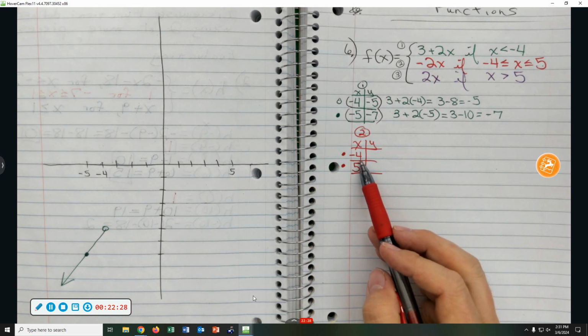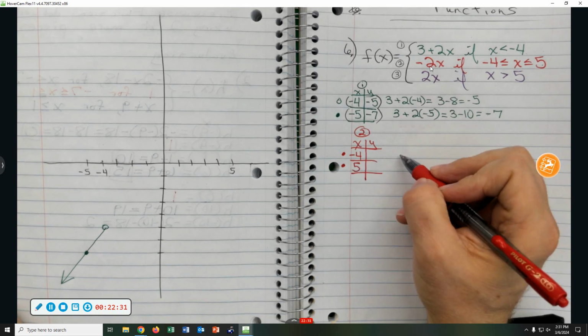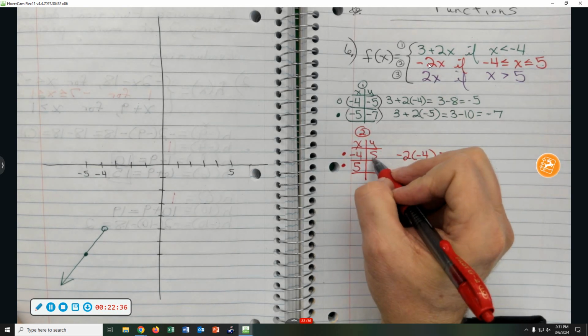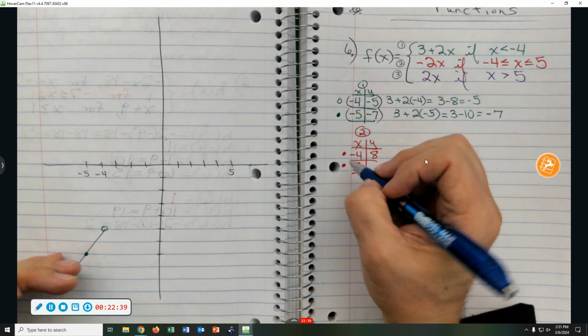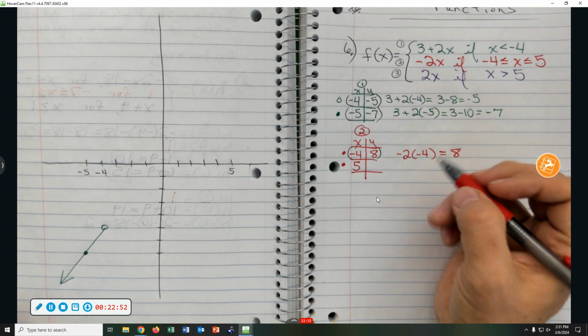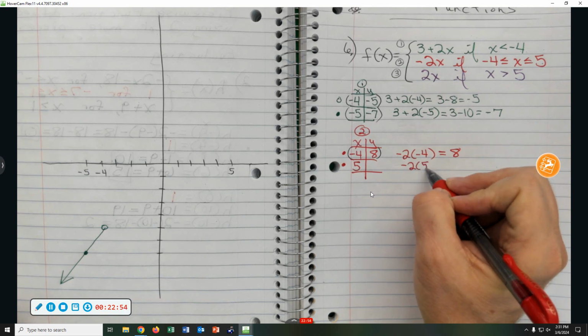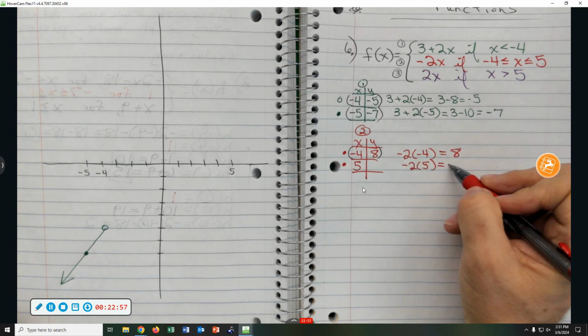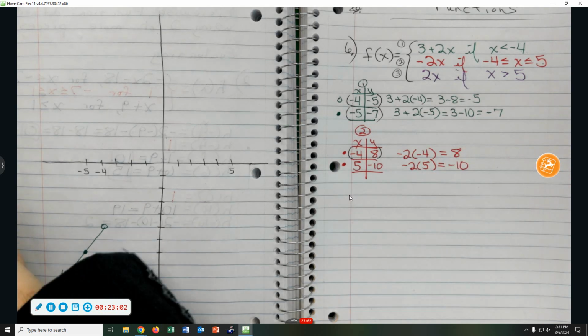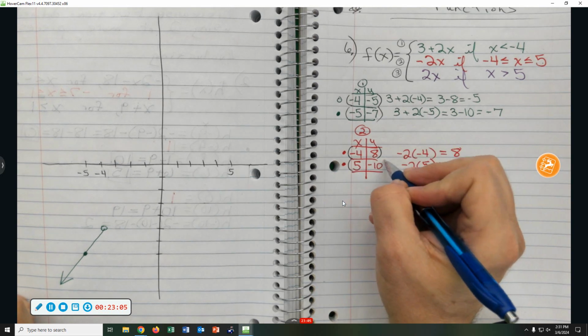Let's plug in the -4 into the red piece. -2 times -4 gives us a +8. So we just generated our first ordered pair, -4, +8. What's the second y value going to be? We're plugging in the 5. -2 times 5. What are we going to get? -10. There's the second ordered pair.